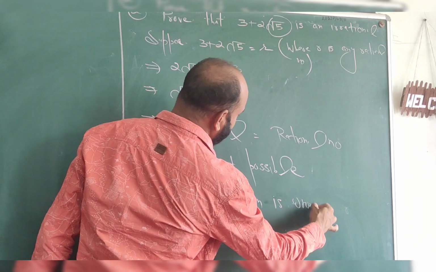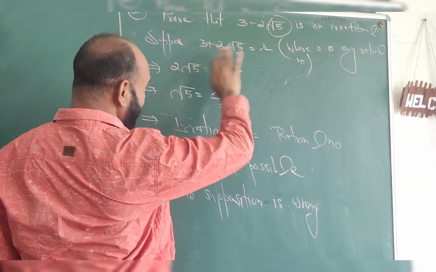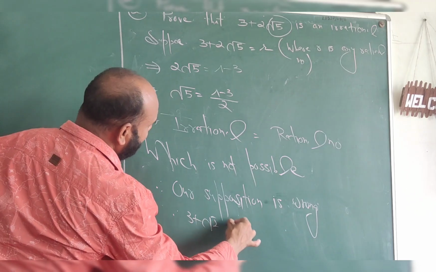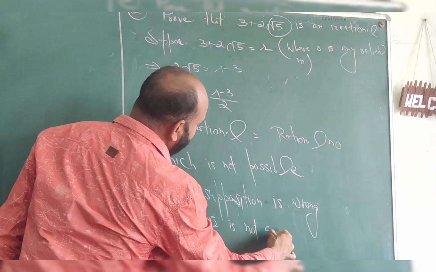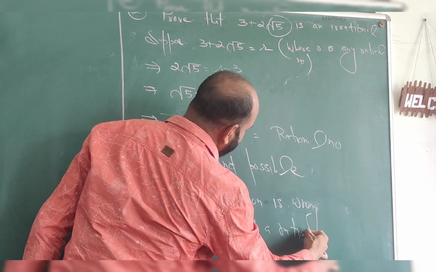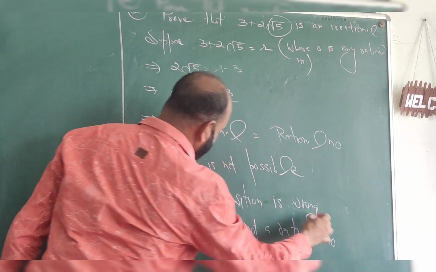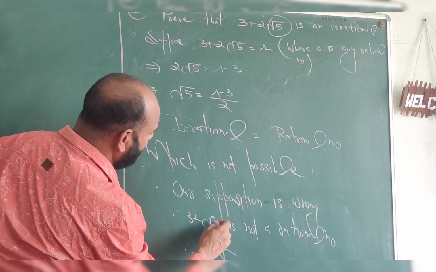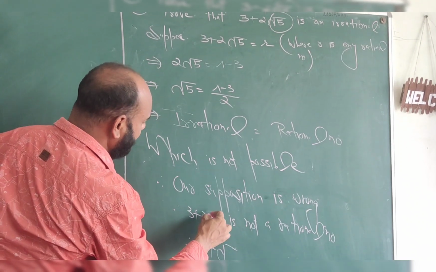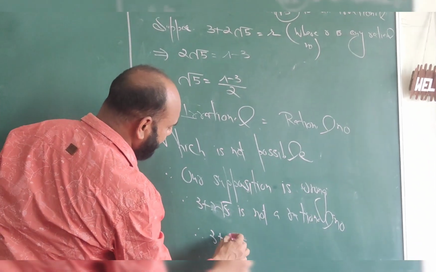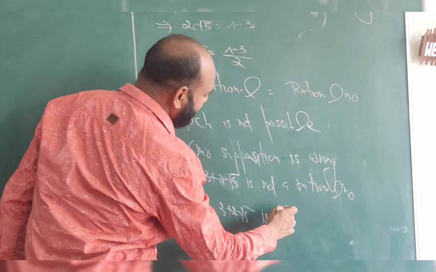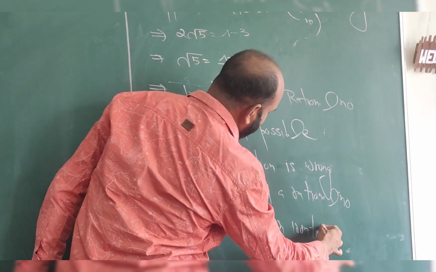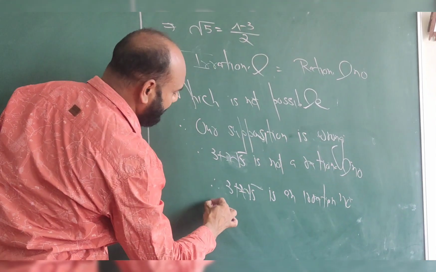And our supposition is this is a rational number. So 3 plus 2 root 5 is not a rational number. That is, 3 plus 2 root 5 is a rational number. And proof.